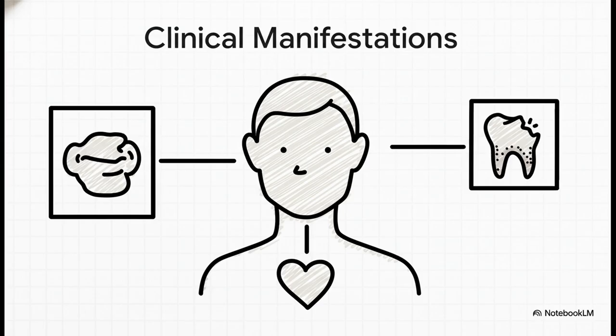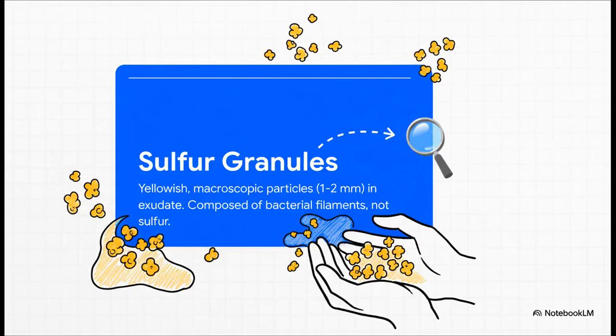And while it's rare, it can cause serious systemic infections. We're talking bacteremia, endocarditis, and even infections on devices like IUDs. Now here is a massive diagnostic clue: sulfur granules. These are yellowish, macroscopic particles you can actually see in the exudate. Fun fact, they're not made of elemental sulfur. They're just tangled masses of the bacteria. Finding these is a huge hallmark of actinomycosis. It's one of those things you should definitely tell clinicians to look for.